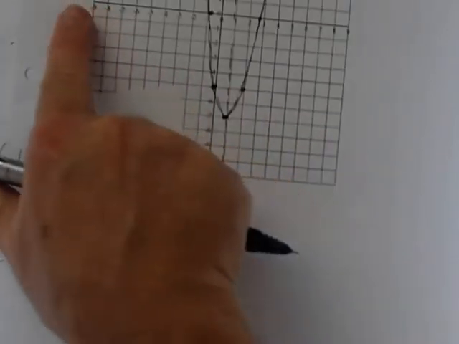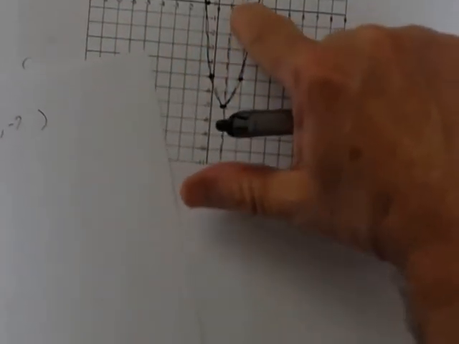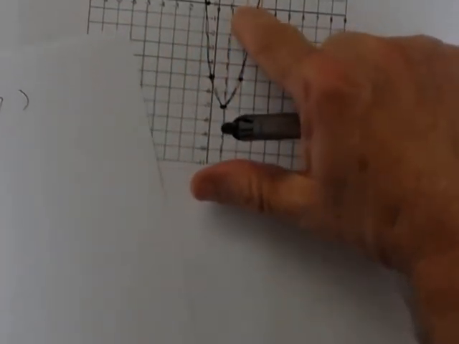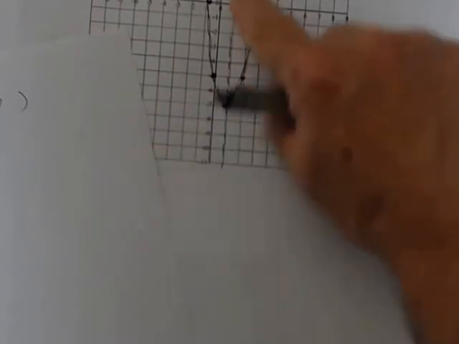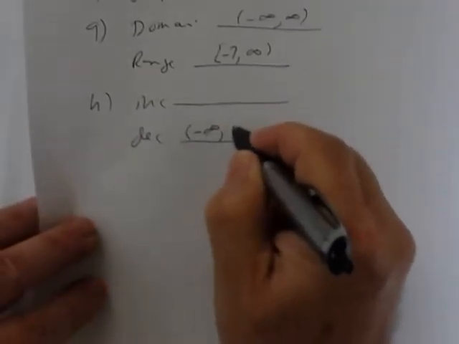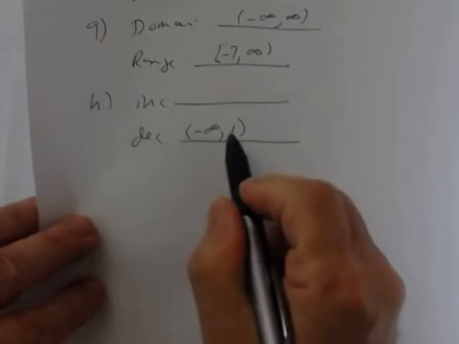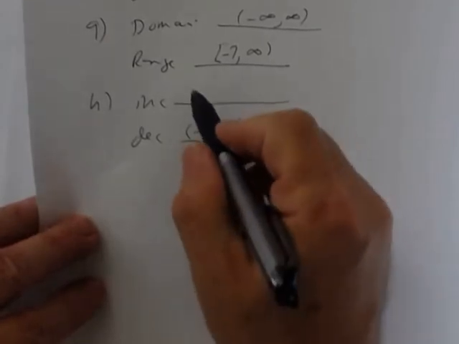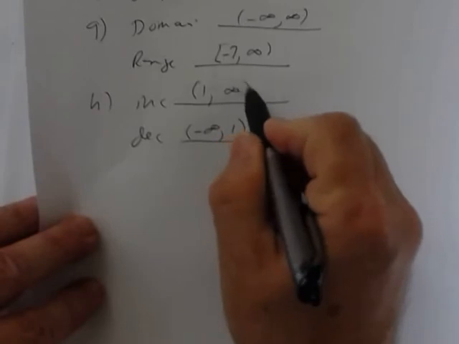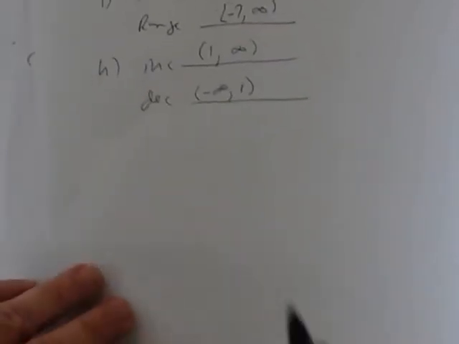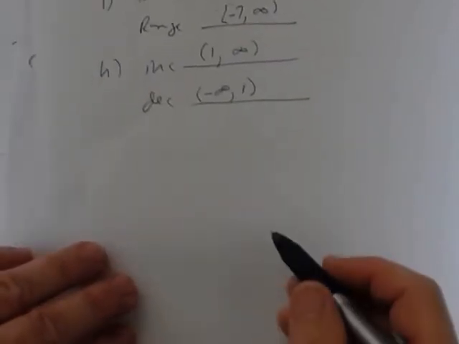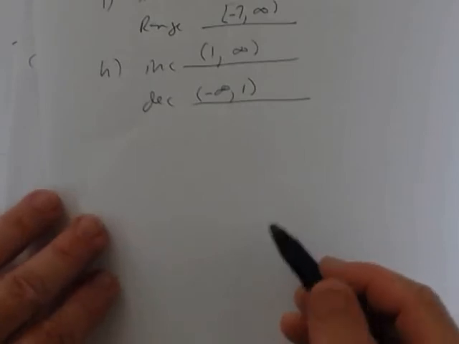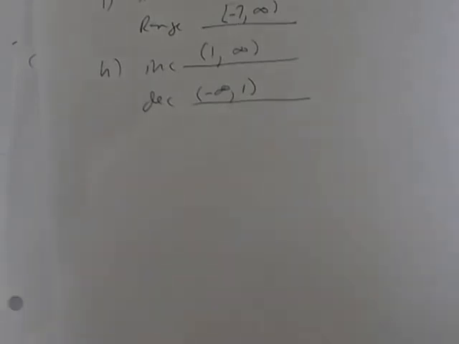So from -infinity to 1, what's it doing? From -infinity to 1, what's your graph doing? Decreasing. Agree? Yes or no? Okay. And then from 1 to infinity, what's it doing? Increasing. Open intervals. The only one that you can deal with closes is domain and range, with brackets.